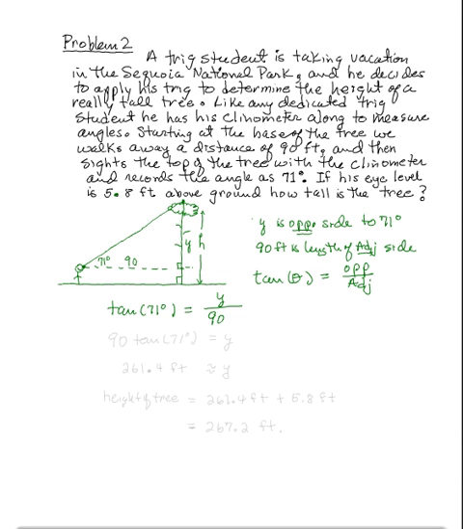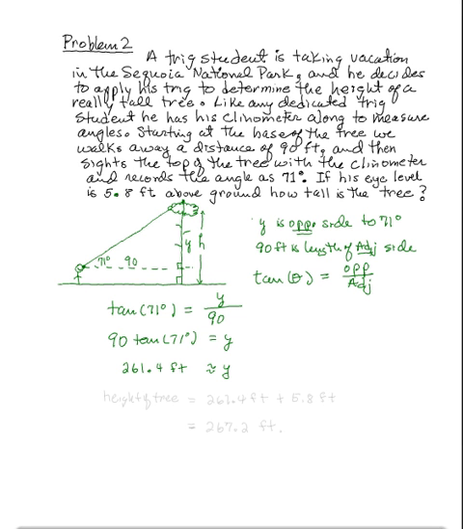In this case, the equation is one step. We have to multiply both sides by 90. So 90 tangent of 71 degrees would give us y. And to get decimals, we use the calculator. The calculator tells us that the y distance is 261.4 feet.